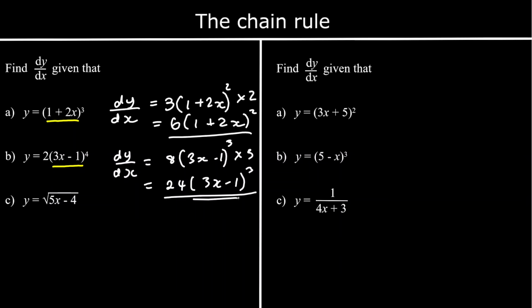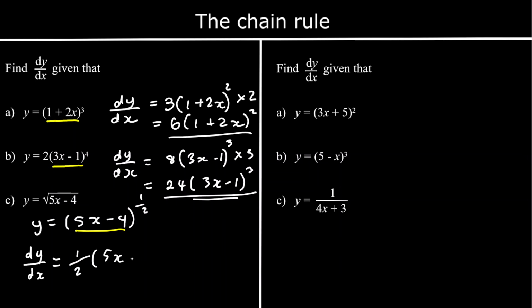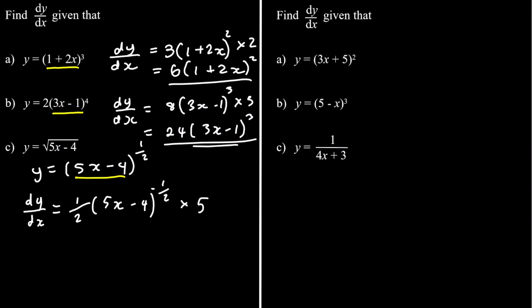And the last one, let's rewrite it as (5x minus 4) to the power of a half. We're going to times by the power, take 1 off the power, and times by the bracket differentiated. So times by the power, leave the bracket as it is, take 1 off the power, and times by the bracket differentiated, which is 5. So we've got 5 halves times (5x minus 4) to the power of minus a half.